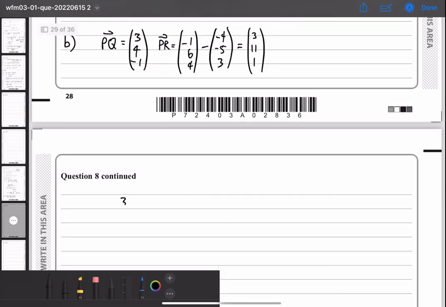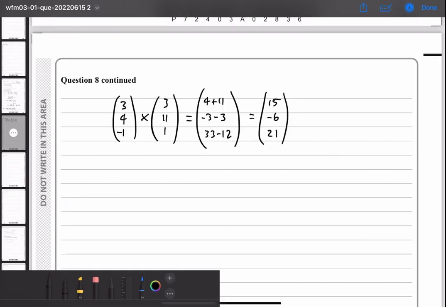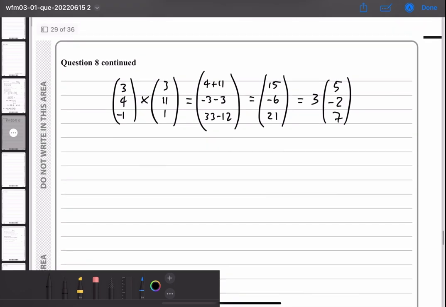So now I'm going to cross them to find the normal to the plane. So we've got 4 minus minus 11, minus 3, minus 3, and 33 minus 12. That gives me (15, minus 6, 21). Now that is a normal to the plane, but just to make the numbers a little bit easier, I'm going to pull out that factor of 3 and use the slightly smaller numbers instead, because that's still going in the same direction.